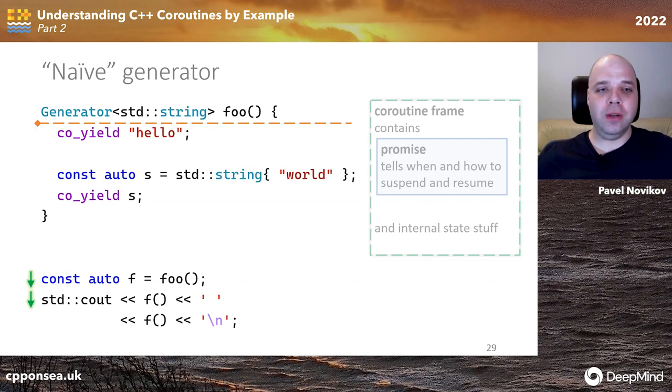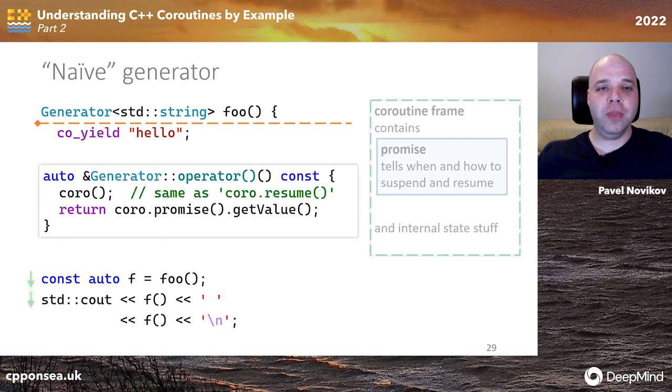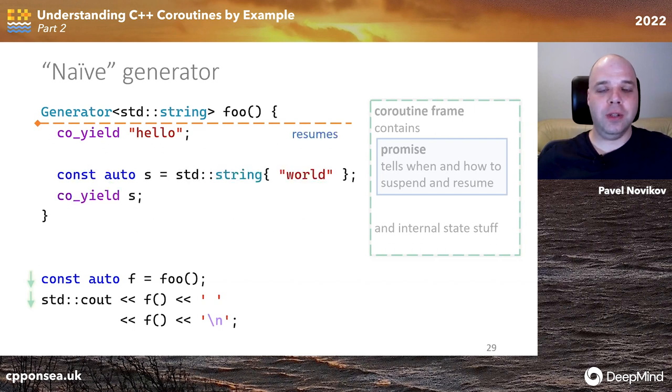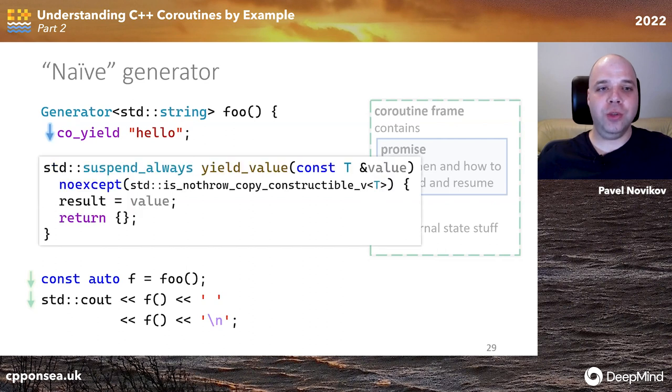When we call our generator to extract a value, operator function call is called and the coroutine is resumed. The control is transferred to the coroutine. The co_yield expression is executed. It yields a value by calling yield_value, which stores the value provided in the co_yield expression as an argument to the call. We save that value in the result field within the promise. Also, we return suspend_always as a result of the call to yield_value, and the coroutine suspends.